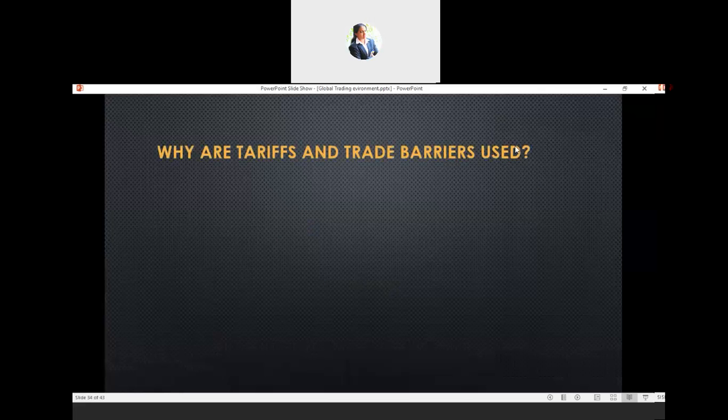Now, the next question is, why are tariffs and trade barriers used by a country? These tariffs are often created to protect infant industries and developing economies, but are also used by more advanced economies with developed industries. There can be many reasons why tariffs and trade barriers are used. The first one is protecting domestic employment.